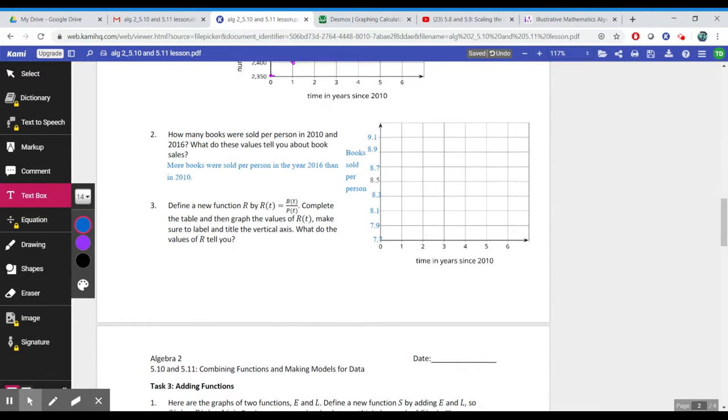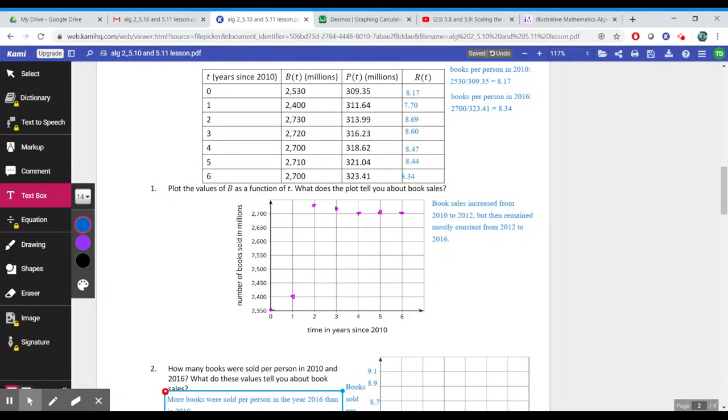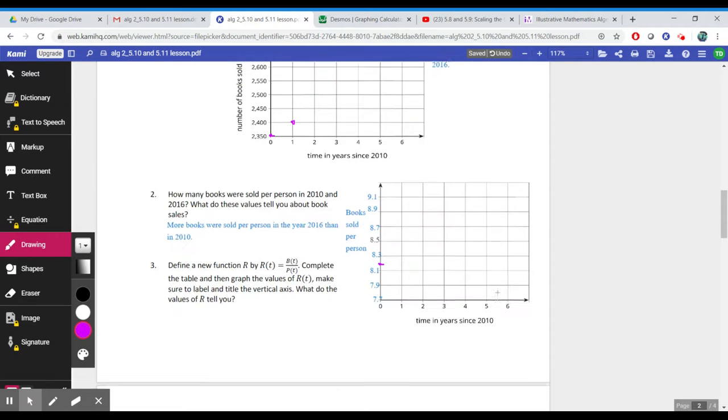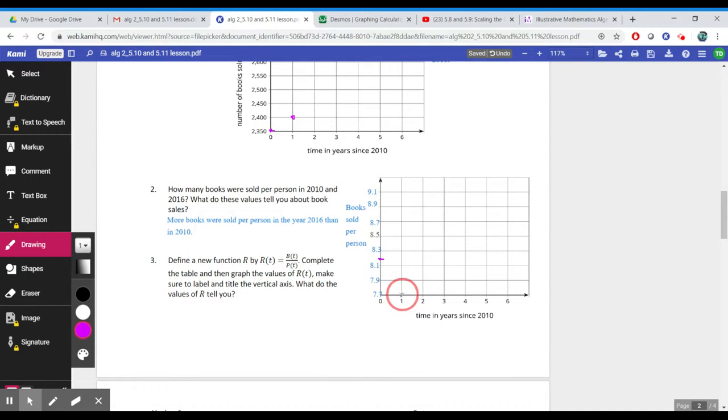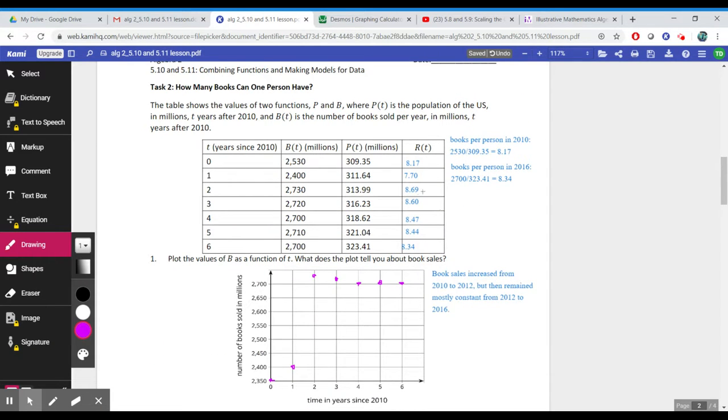All right, so I've got my vertical axis fully labeled here. The next step is going to be to plot these points on the graph. So my first point, t is 0, R is 8.17. So I'm just going to go ahead and plot that on my graph here. When t is 0, R was 8.17, so that's going to be a little bit under halfway between 8.1 and 8.3. When t is 1, R is 7.7, so that's going to be all the way down here at the bottom. When t is 2, R is 8.69, so I'll plot that one next, and then I'll just continue with that process until I have each of these points plotted on the graph.